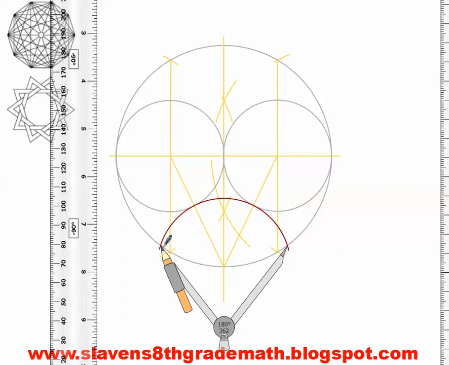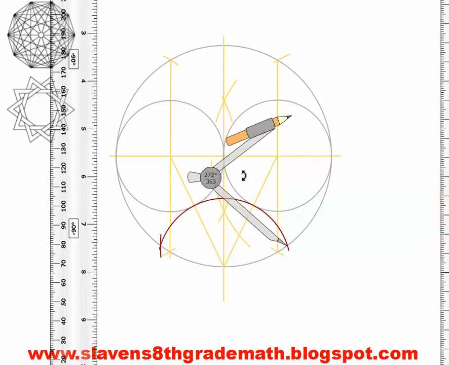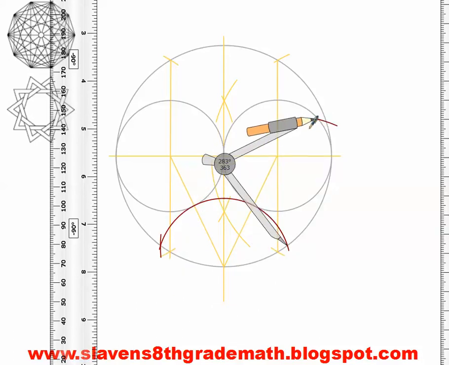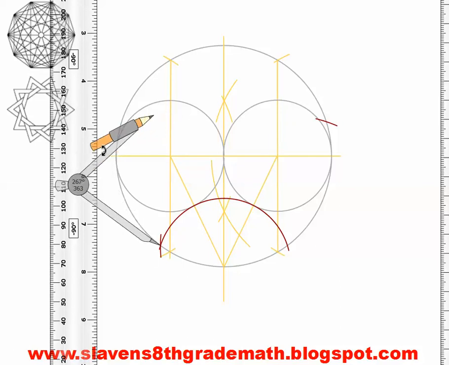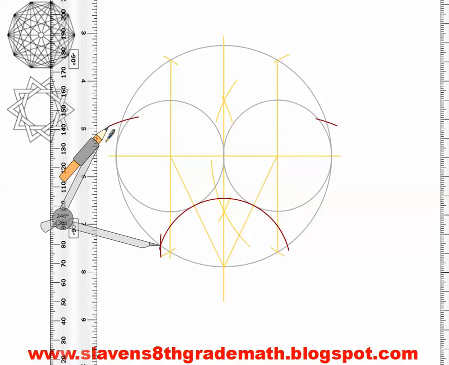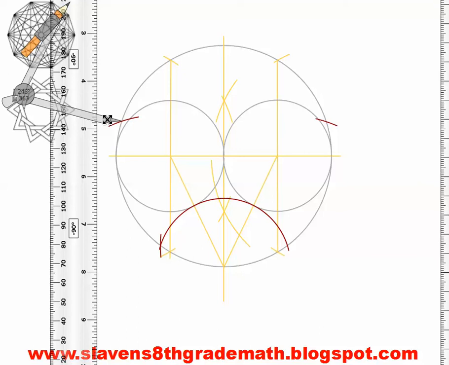So then I measure so that the tip of my pencil is, there we go, touching the intersection here. And so then I'm going to flip this around, draw an arc, place the compass point on the intersection of my red arc and my circle, make another arc, and now I'm going to check to see if these are in the right place.